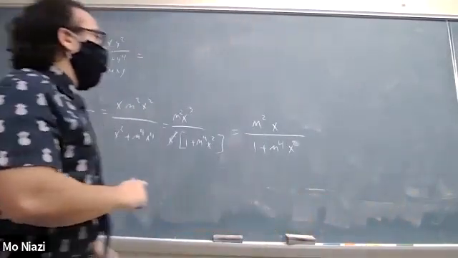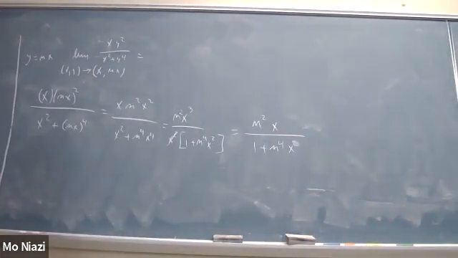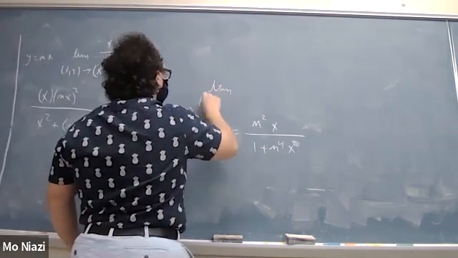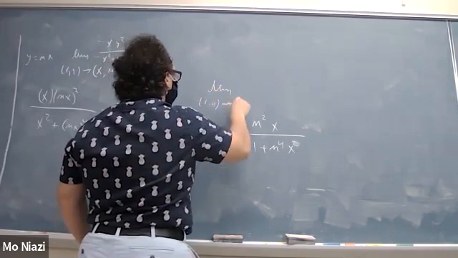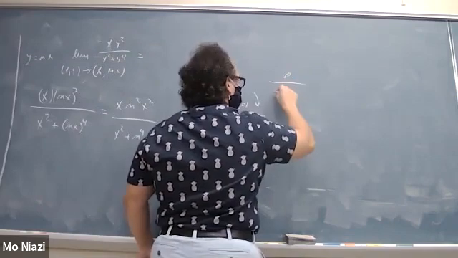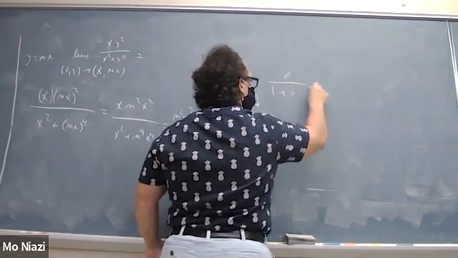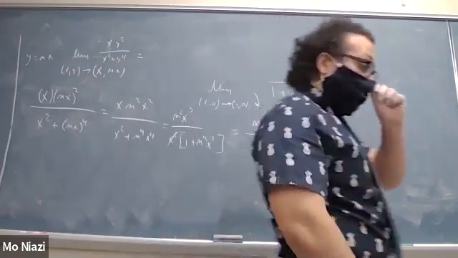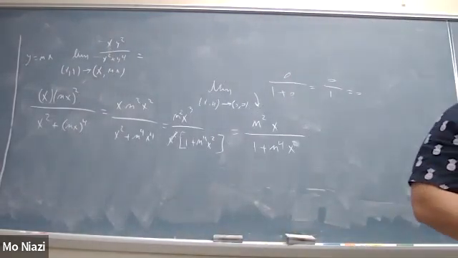Okay. So I take the limit of this guy. We're getting what we had earlier. That's true in general. So that means the limit is equal to 0.